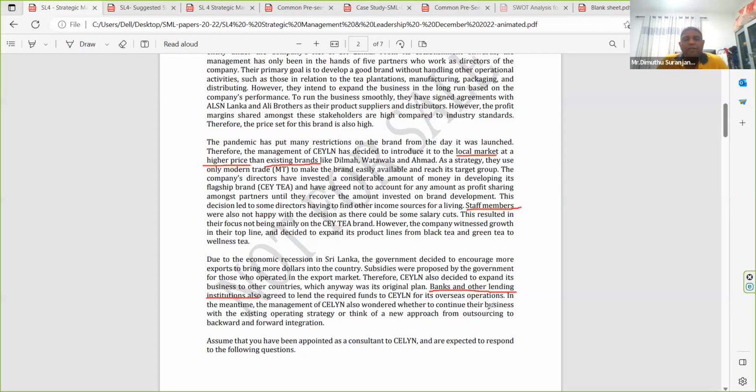In the meantime, the management of Ceylon also wondered whether to continue their business with the existing operating strategy or think of a new approach from outsourcing to backward and forward integrations. That is connected with the developing part of the questions. So we look at that statement again.